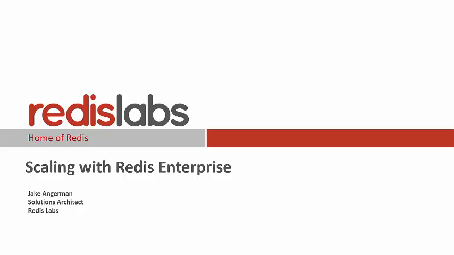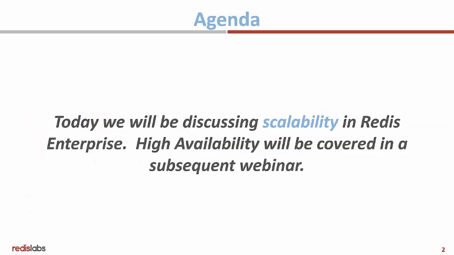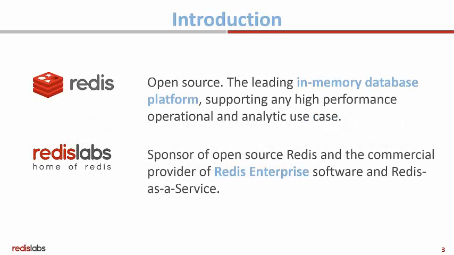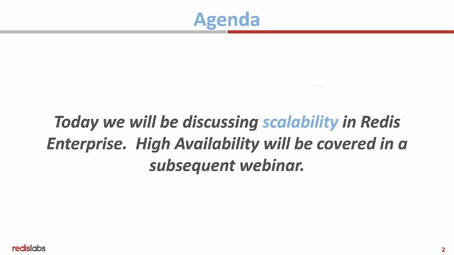Hi, everybody. I'm Jake Ungerman. I'm a solutions architect at Redis Labs. A solutions architect is an engineer who helps customers understand the software, and understand how to build scalable, highly available, and performant systems. So without further ado, let's move into the agenda. Today we're going to be talking about scalability in Redis Enterprise. High availability is a separate topic, and we'll tackle that in a subsequent webinar. Today's focus will be on scalability, so if you have any questions on scalability, this is the place to ask.